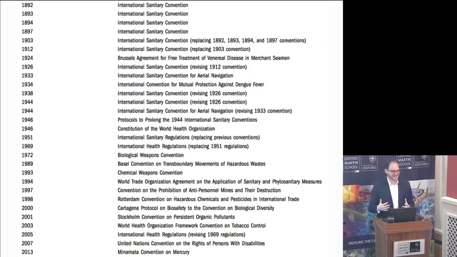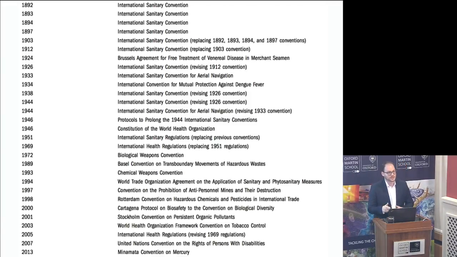Actually, if you bring together a list, here's one of the best lists that we could bring together. It goes back to 1892, the International Sanitary Convention, with many revisions of that convention, which ultimately ended up as the International Health Regulations. But in here, you also have, for example, the Biological Weapons Convention. We don't usually think of that as a global health law, and that's okay. But certainly, there are important global health implications, whether it's that one or chemical weapons, and many other agreements. The most recent one, we could think of as either the UN Convention on the Rights of Persons with Disabilities, or even more recent than that, the Minamata Convention on Mercury.